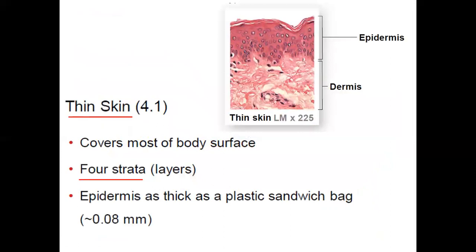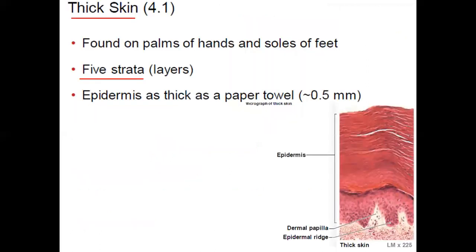Thin skin covers most of the body. So there's actually 2 types of skin in your body, thin skin and thick skin. Thin skin covers most of the body's surface. So you can find it almost everywhere in the body, other than a few places. There are 4 layers that we'll talk about that make up the epidermis in thin skin, and 5 layers in the epidermis of thick skin that's found in the palms of your hands and the soles of your feet. So take a look at the palms of your hands.